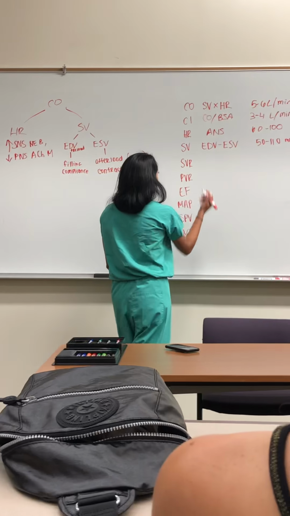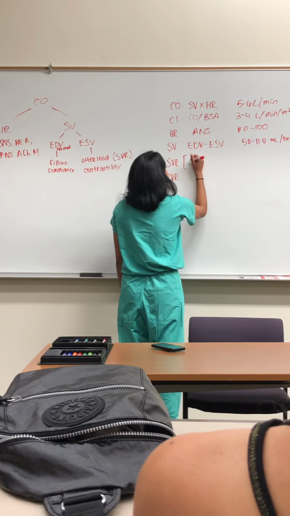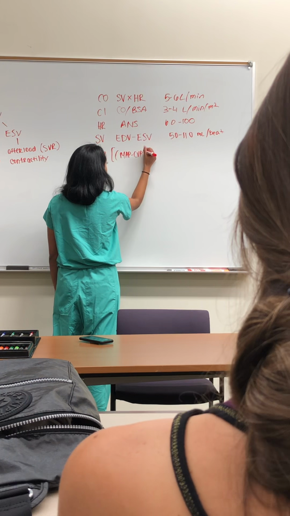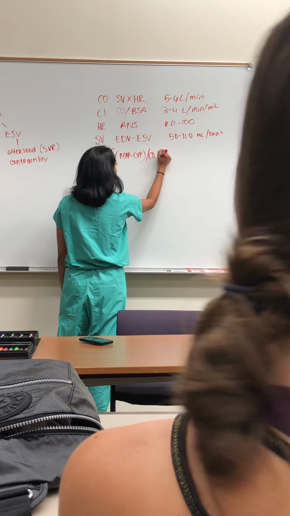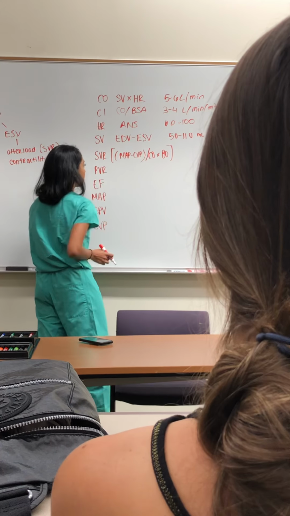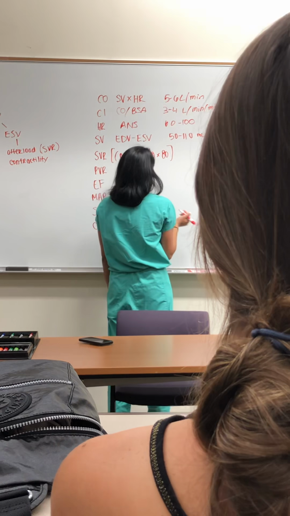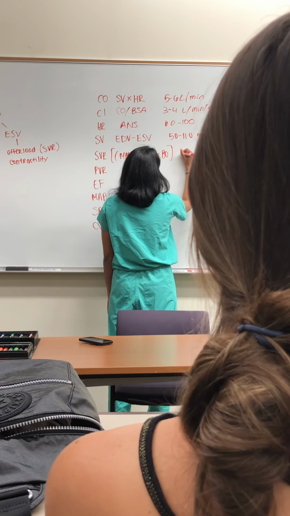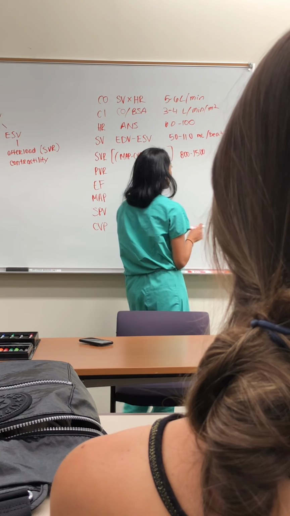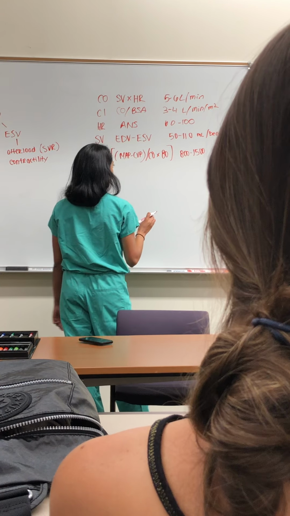So to calculate SVR, we can use the formula MAP minus CVP divided by cardiac output times 80. And 80 is just a conversion factor because we're using different units. And normal is 800 to 1500 dynes per second per centimeter to the negative fifth power.